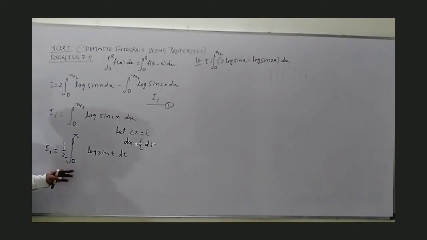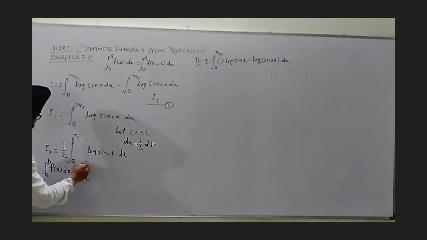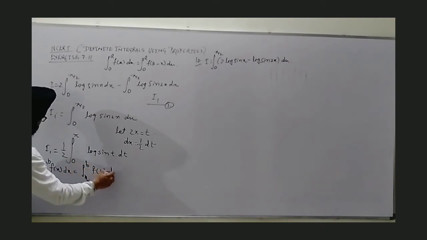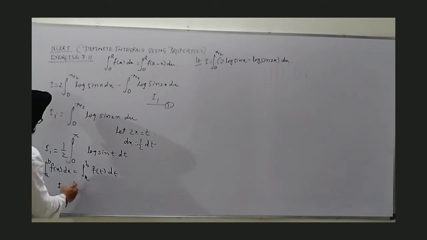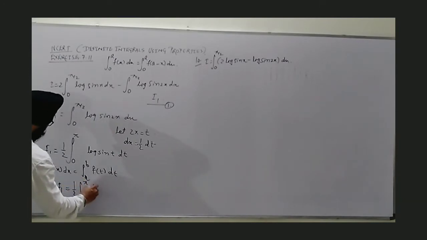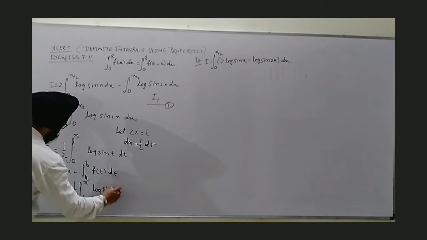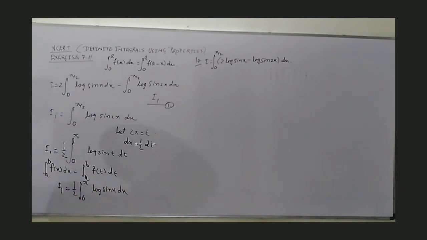Now this is one thing we have seen. Also, property number 1 says that the integral from a to b of f(x) dx and the integral from a to b of f(t) dt are equal, as we get a constant result. This is property number 1 to change the variable. So here also we can write I1 as 1 upon 2 times the integral from 0 to pi of log sin x dx. Why am I doing so? Because I am trying to make the second term similar to the first one. Now we go ahead.